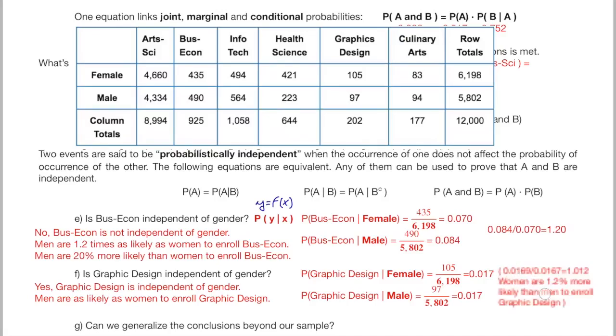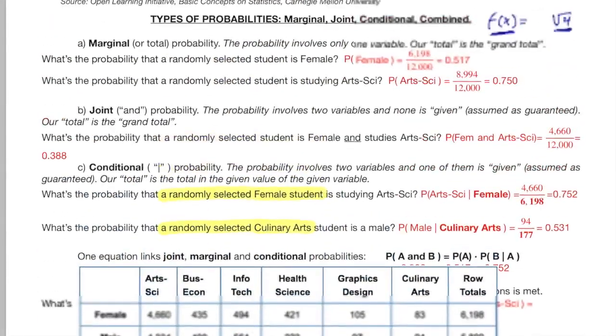In this case, if we use 4 decimals, the probability of graphic design given female is 0.0169, and the probability of graphic design given male is 0.0167. So we could say that women are 1.2% more likely than men to enroll graphic design. But this difference is so small that usually we consider it negligible and we just say that graphic design is independent of gender. I want you to practice by doing the same analysis with the other programs.